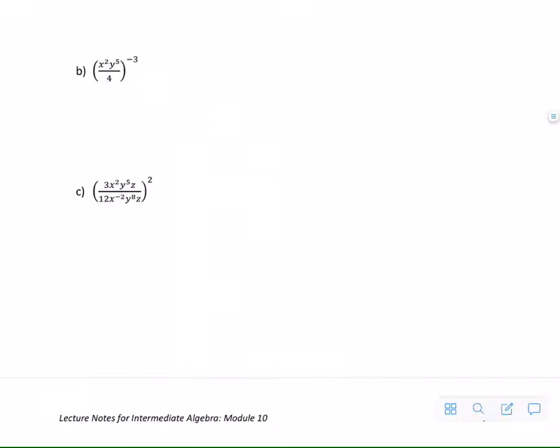All right, let's try this one. What would I do with this minus 3? Raise it to the power. You're going to raise everything to the minus 3 power. So I'll write it out. You might could do this in your head, but x squared to the minus 3, y to the 5th to the minus 3, and 4 to the minus 3.